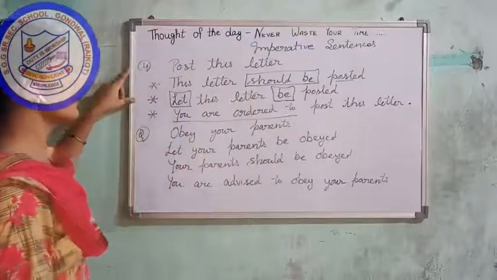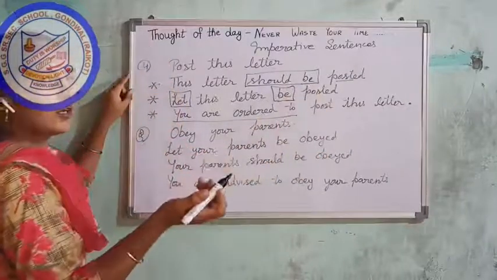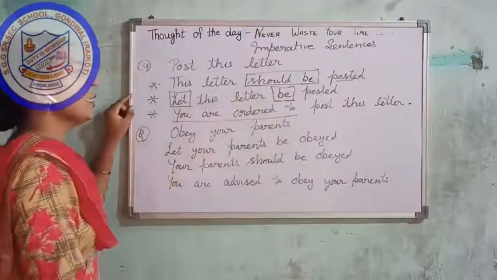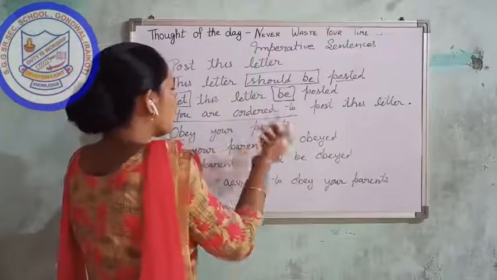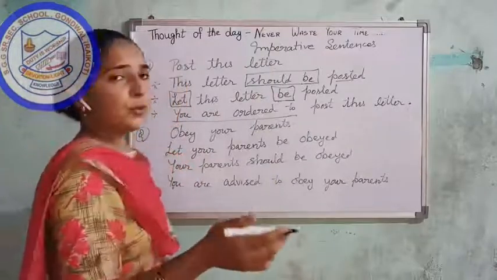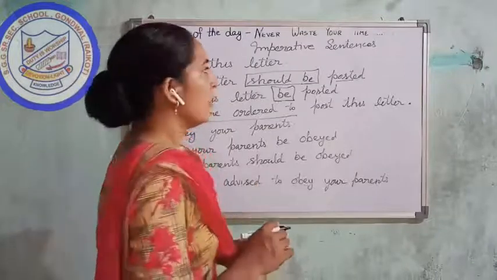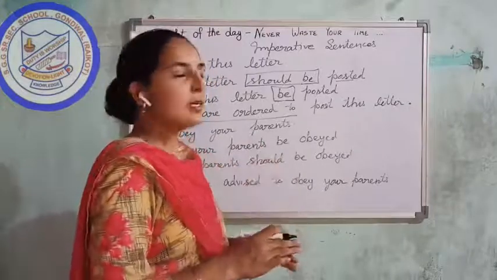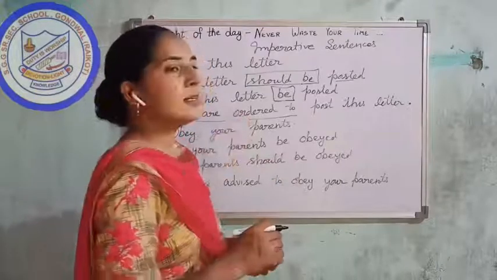In imperative sentences, we can make use of should be, and if you like, you can use let and be also. Along with this, you can also make use of ordered, you are advised, you are suggested. So I hope you all have understood it very clearly. The topic is change of voice. You can easily solve change of voice related to tenses, auxiliary verbs, and imperative sentences.